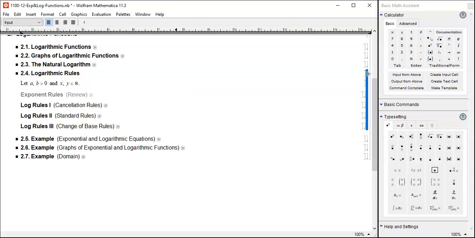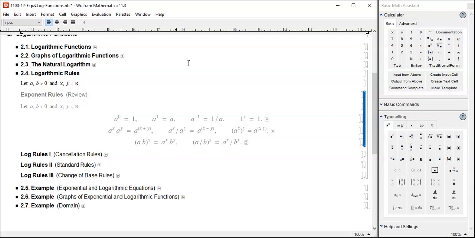Okay, we went through the definition and the graphs and then the natural logarithms. One more step to go, that is logarithmic rules. Properties of log functions. Ready? Okay, here's a warming up. Exponent rules. I hope everybody remembers. If you don't, stop the playback and review a little bit before starting.